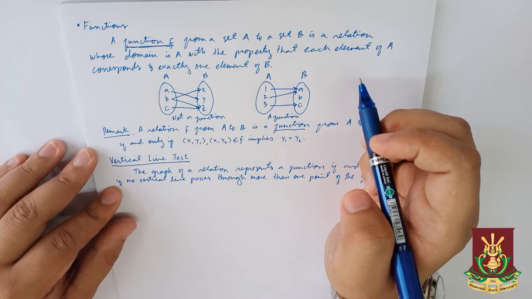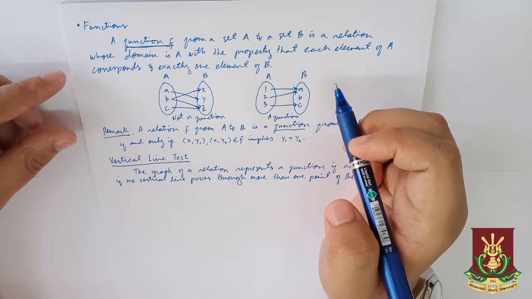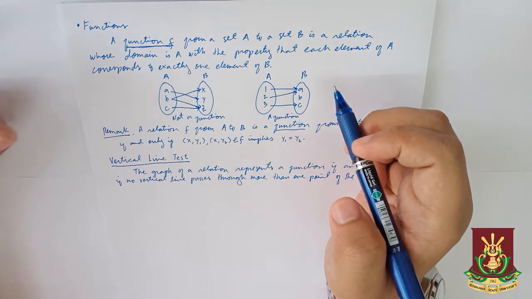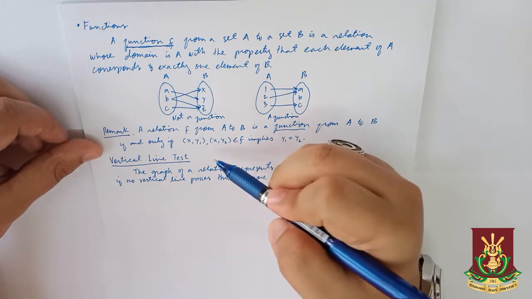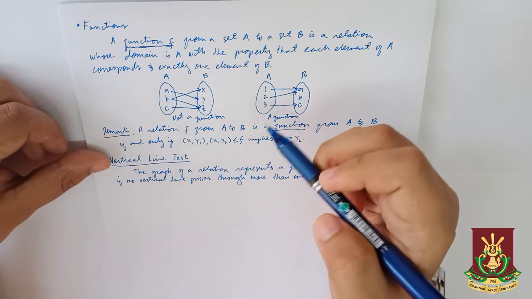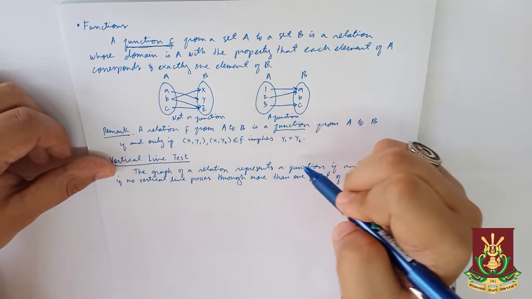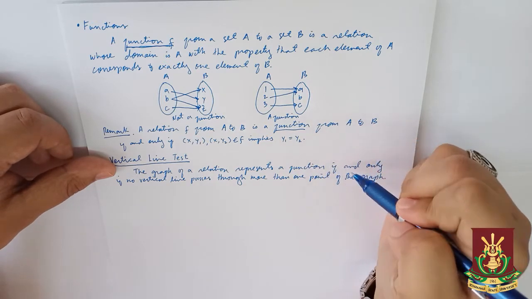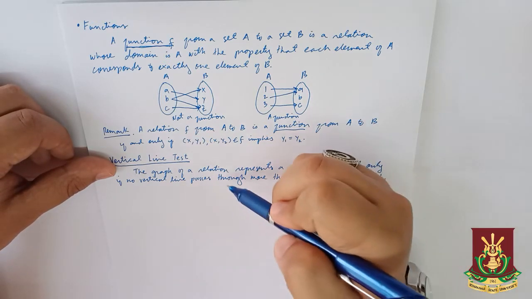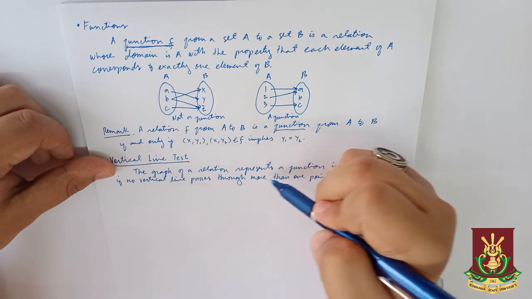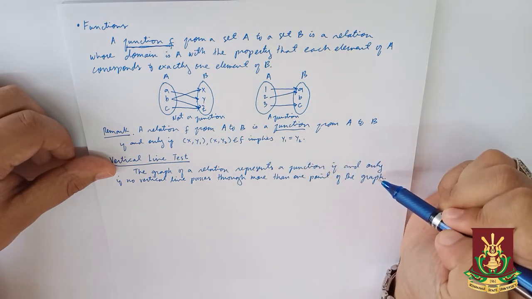One of the many ways that we may use to identify when a relation is a function is the vertical line test. This states that the graph of a relation represents a function if and only if no vertical line passes through more than one point of the graph.